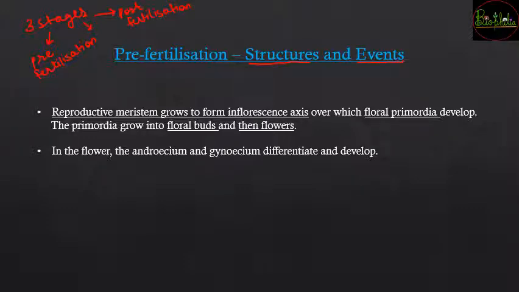तो pre-fertilization के लिए the plant needs to develop the required structures for the reproduction, right? तो start कहाँ से होगा? From the reproductive meristem. The reproductive meristem is going to grow to form the inflorescence axis. अब जैसे ही inflorescence axis बनेगा, over that the floral primordia is going to develop. The floral primordia grow होके बनाता है floral buds, and these floral buds when bloom give us flowers. Now these flowers are going to be an important structure for the fertilization as well as the sexual reproduction.